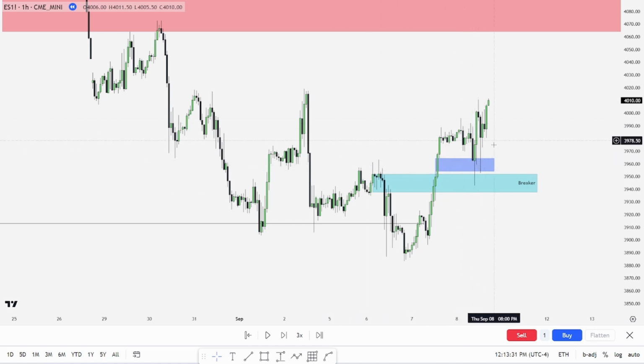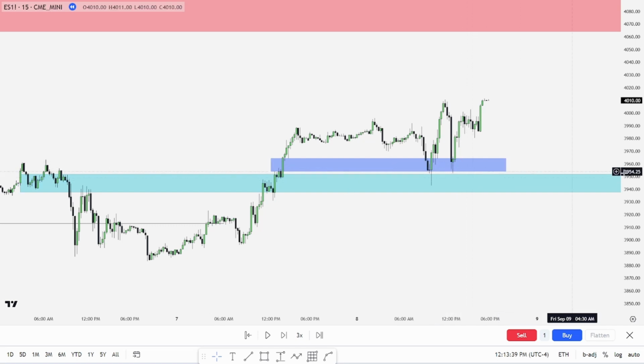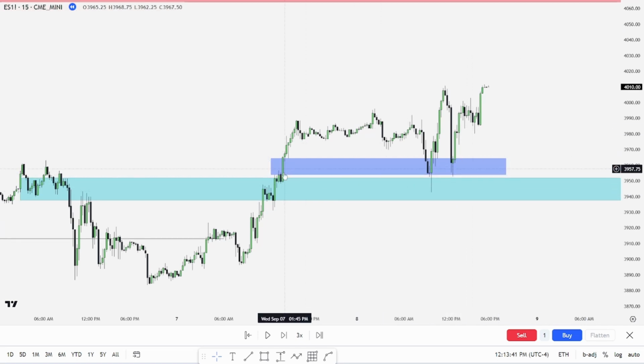So if you're looking at an hourly chart, your daily bias could still be long and you could use this as a potential buy. But if you drop down to like a 15-minute chart or something lower, you can see we have this imbalance as well. And we perfectly touch this right at 9:30 in the morning and then accelerate upwards. So that could be your higher time frame bias as to why price is doing what it's doing.